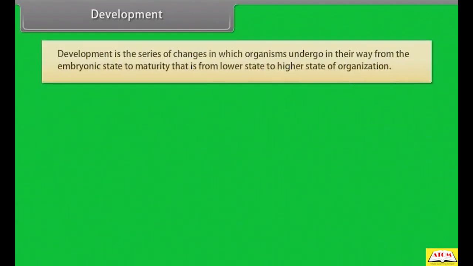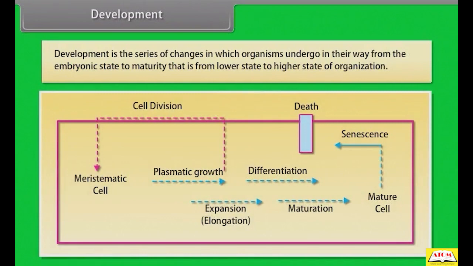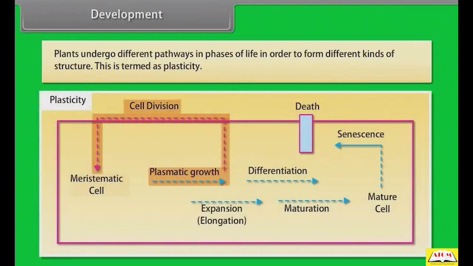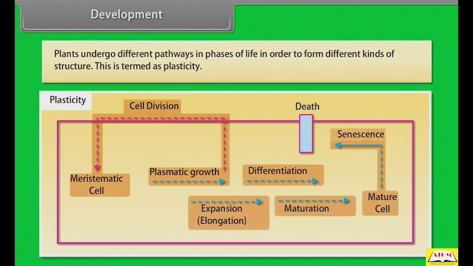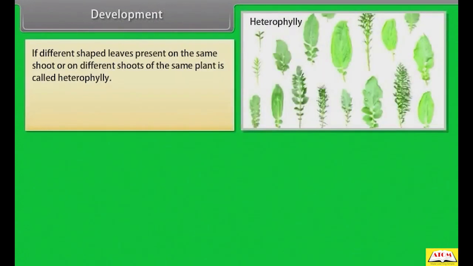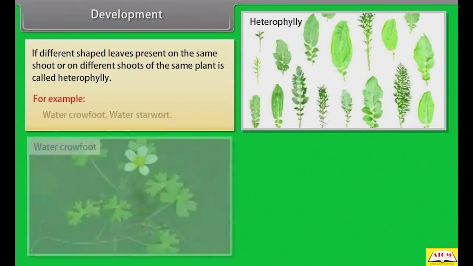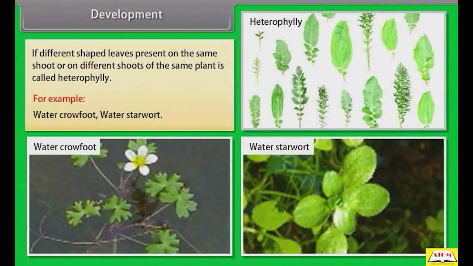Development. Development is the series of changes which organisms undergo on their way from the embryonic state to maturity, that is, from a lower state to a higher state of organization. Plants undergo different pathways in phases of life in order to form different kinds of structure. This is termed plasticity. If different shaped leaves are present on the same shoot or on different shoots of the same plant, it is called heterophyly. For example, water crowfoot, water starwort.